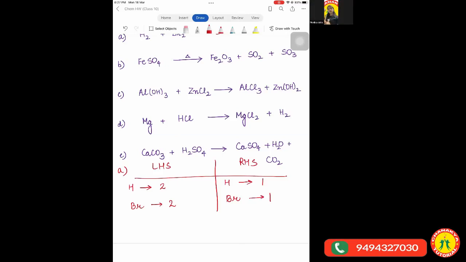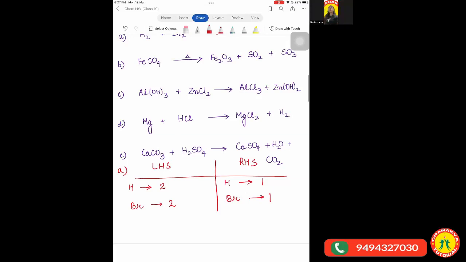Ma'am, we have to balance, ma'am. So we'll add 2 before HBr, ma'am. Adding? We have to multiply. I told you in the last class that we don't add, we multiply. So what are we going to do? Ma'am, the equation will be H2 plus Br2 gives 2 HBr. That's fine, but how do you get that equation? Ma'am, we will multiply HBr by 2.